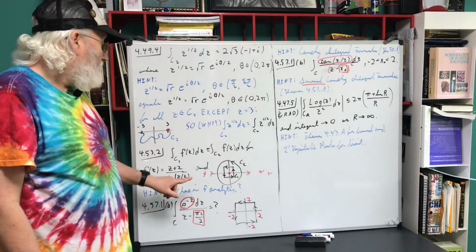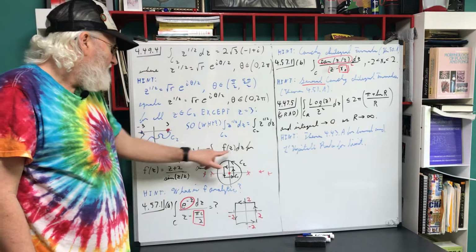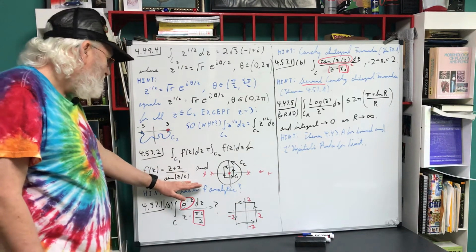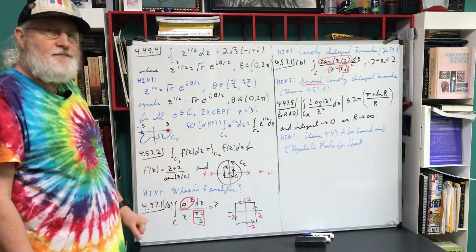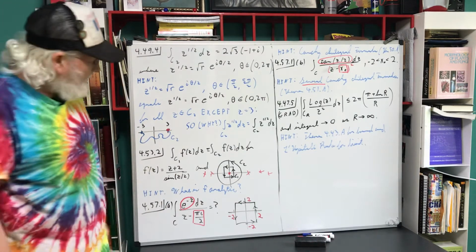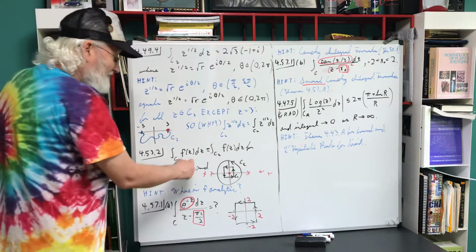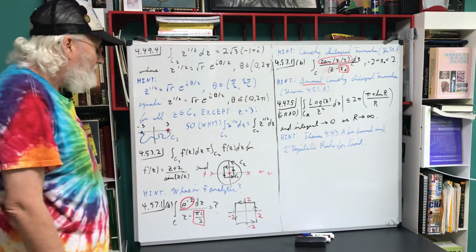And they want you to show the integrals are the same over those two contours for this particular function, (z plus 2) over sine z divided by 2. I don't think there's any of us that can evaluate this integral. Notice you're not asked to evaluate the integral, you're asked to show these two contour integrals are the same.